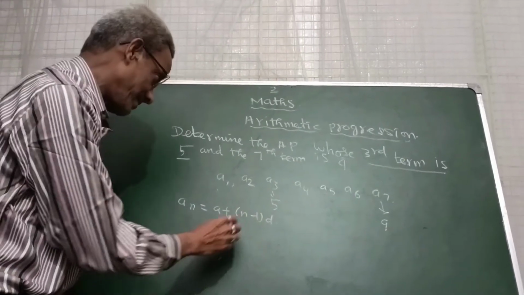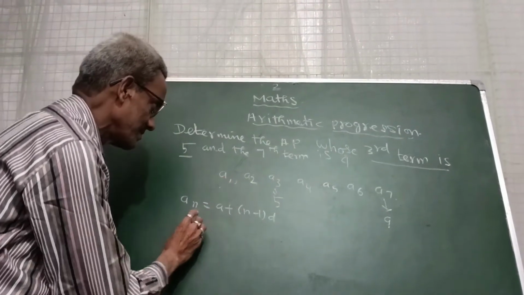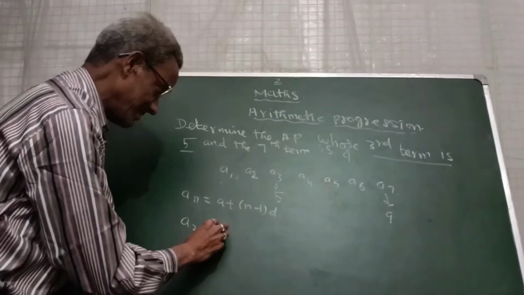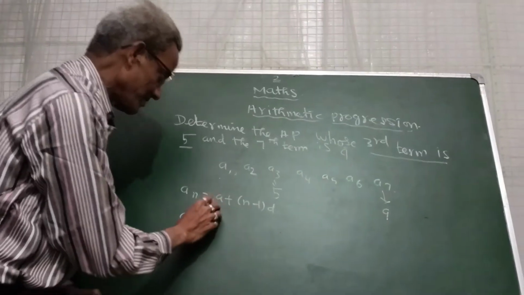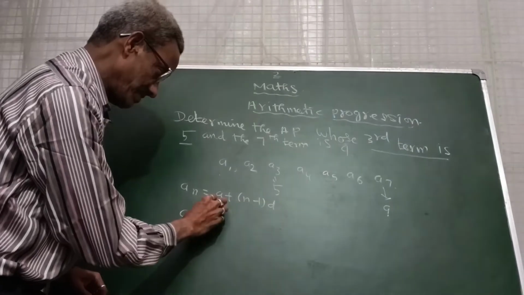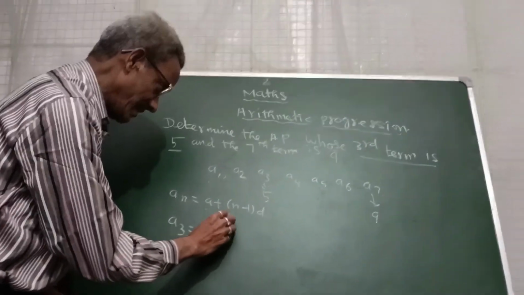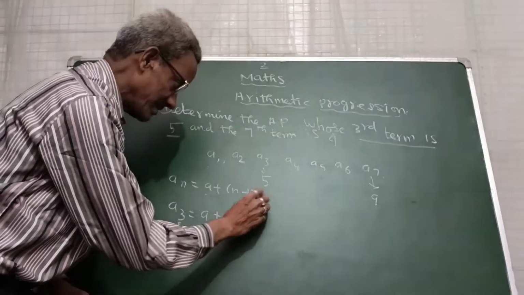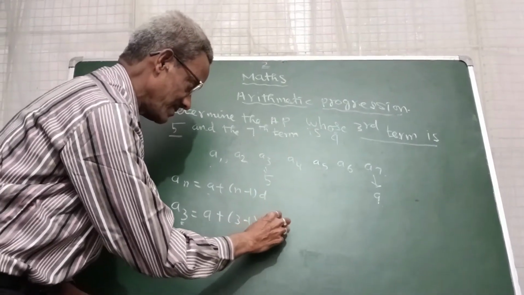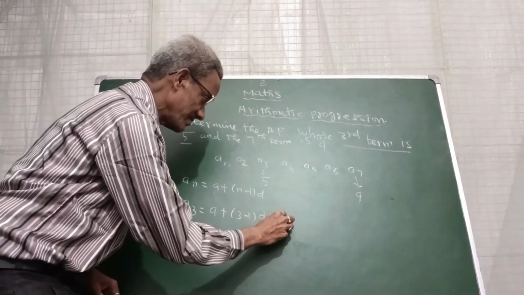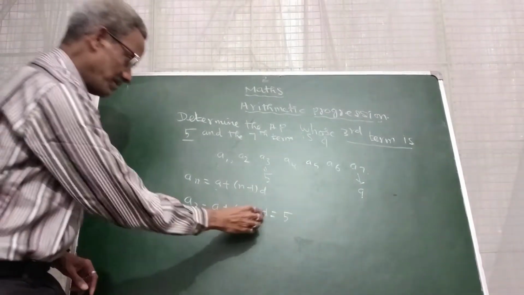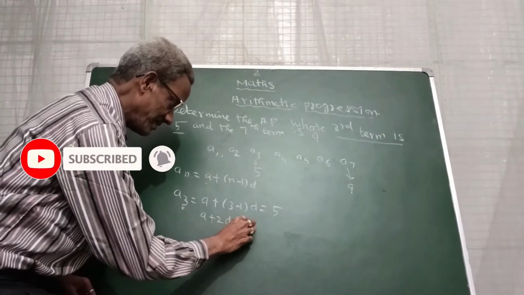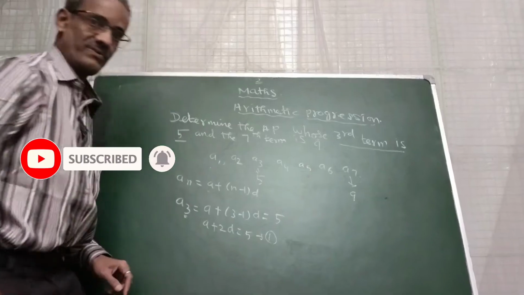Now I want to find the third term. How do you write it? A3 is equal to the first term. We don't know the first term, so write a only, and n value 3, so write 3 minus 1, and we don't know the common difference also, and that value is 5. Now simplify this. You get a plus 2d equal to 5. Keep this as equation number 1.